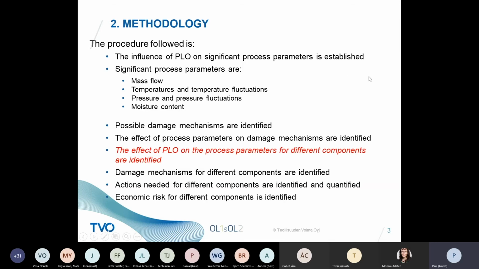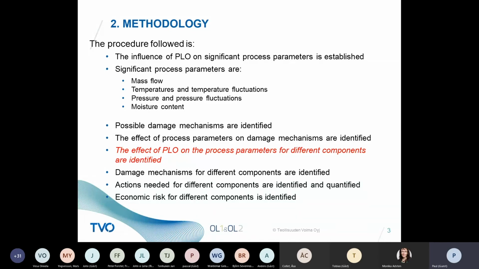Then the first thing you have to do is to establish the influence of part load operation on the significant process parameters. And these will be things like mass flow, temperatures, pressure, moisture content, and basically they are only in the main steam water circuit. Then on the outside, all the auxiliary remains quite the same.